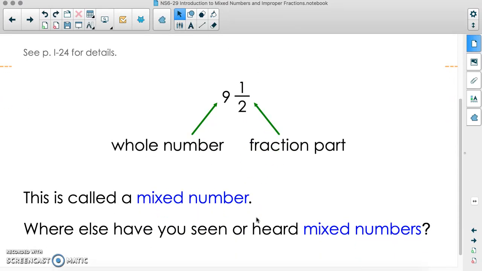So where else have you seen or heard mixed numbers? Well, you could have seen them in recipes. For example, you could have 3 and a half cups of flour, or when sharing food, you could have 1 and a half apples.